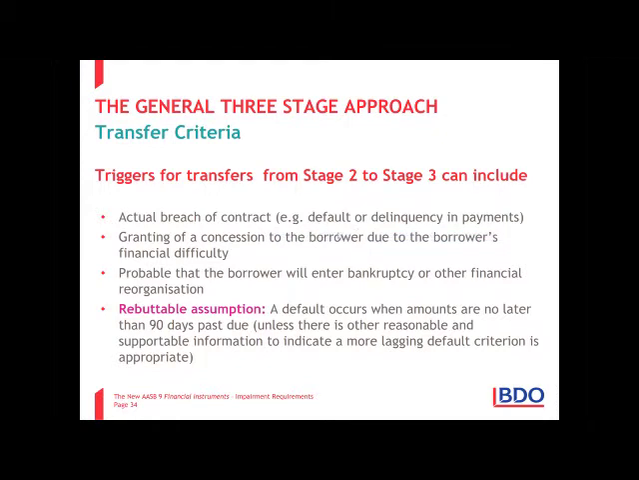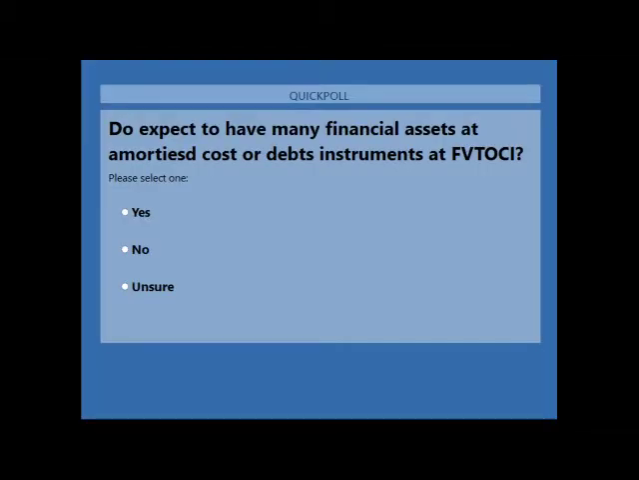And the question I asked, do you expect to have many financial assets at amortized cost or debt instruments at fair value through other comprehensive income? And why I'm asking that question is, if you've got items in that category, these new impairment rules would apply to you.